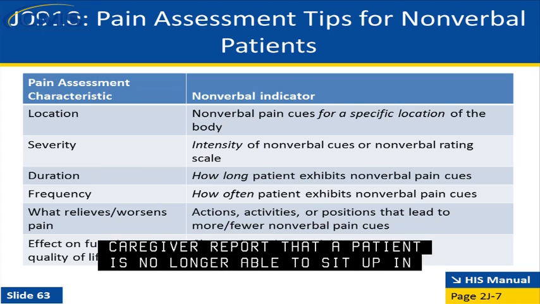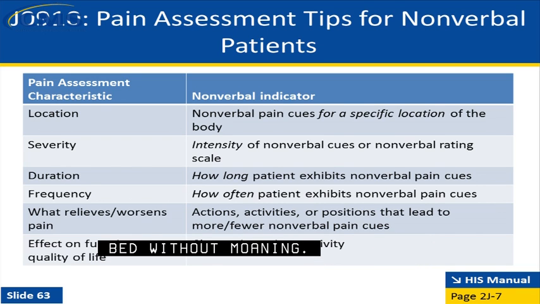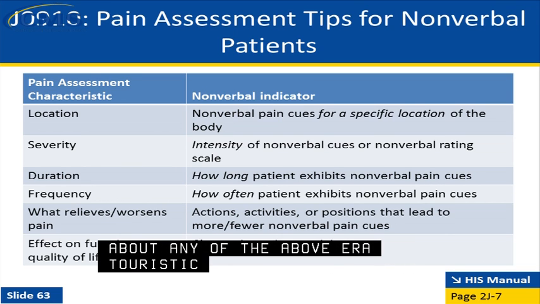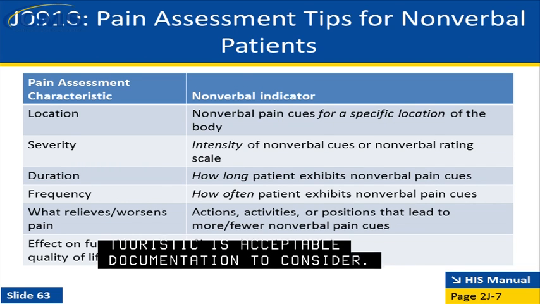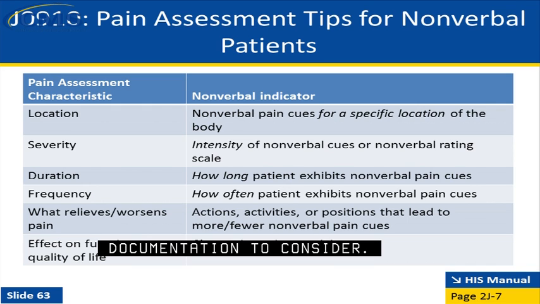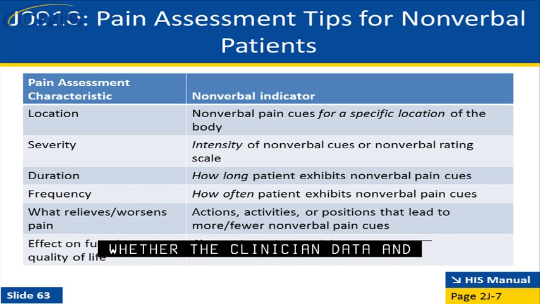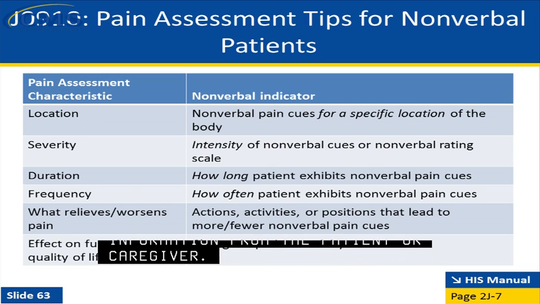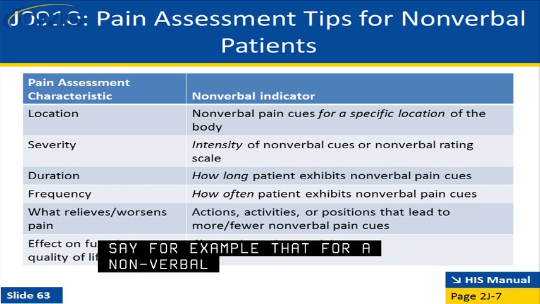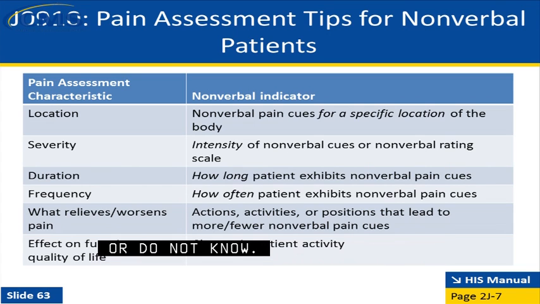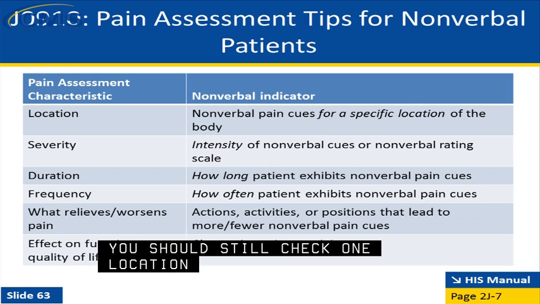So in addition to the documentation of nonverbal indicators that I just went over, caregiver report about any of the above characteristics is also acceptable documentation to consider when completing item J0910. Finally, coding can also be based on whether the clinician made an attempt to gather the information from the patient or caregiver. So say, for example, that for a nonverbal patient, the clinician asked the family or caregiver about pain location, and that family member stated, "I'm not sure," or "I don't know." You should still check one location for J0910C since the clinician attempted to gather that information.